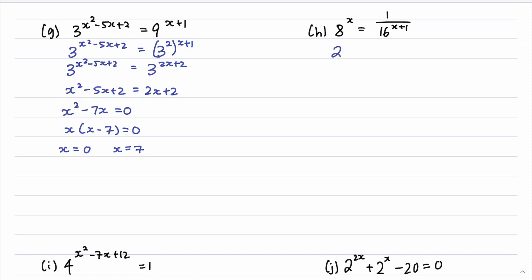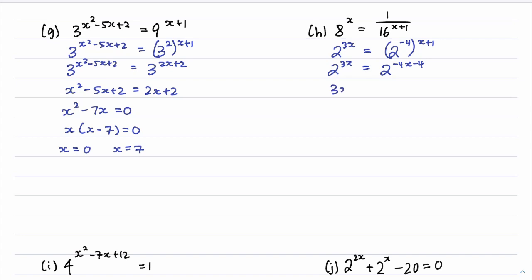Let's rewrite the 8 as 2 to the power of 3. So I have 2 to the 3x on the left-hand side. And on the right-hand side, I'm going to rewrite the 16 as 2 to the power of 4, but it's in the denominator. So what I'm going to do is move it to the numerator by giving it a negative exponent up top. And don't forget that that negative 4 needs to be distributed across the x plus 1. So let's simplify a little bit on the right-hand side before we proceed.